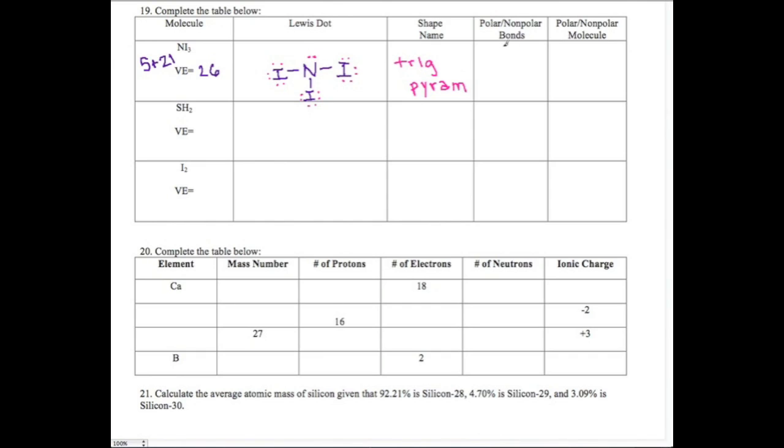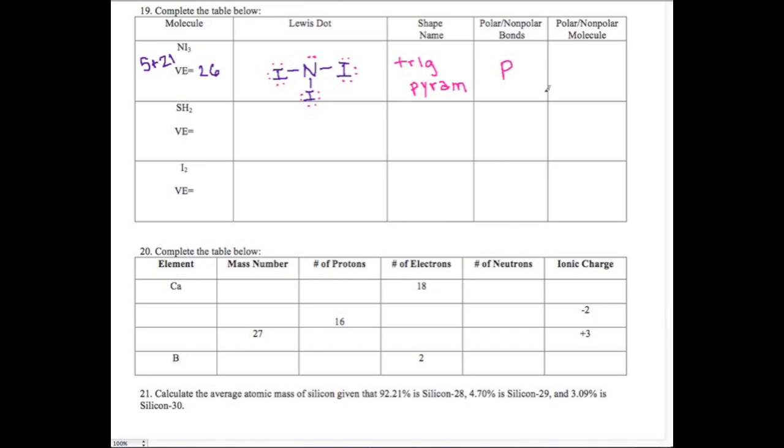Okay, when we're talking about whether the bonds are polar or nonpolar, specifically what we're talking about is looking at just one bond. If you have the same element on either side, which in this case you don't actually, but if you did, then it would be nonpolar. But if you do not have the same element on either side of a bond, then it's going to be a polar bond, which we have here.